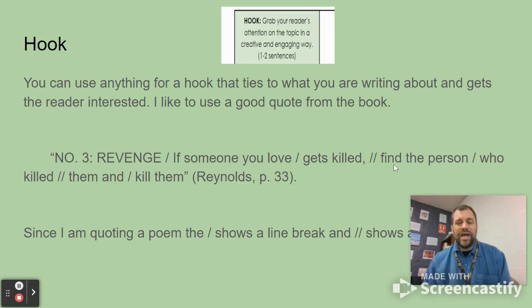And I personally like to use a good quote from the book. So I use the one that said, "Number 3, revenge. If someone you love gets killed, find the person who killed them and kill them." Now, you notice that I have little lines here and double lines. That's because when I was quoting from the book, this was a line in the book, and I have quotation marks before and after. Then I said who it was, where I got it from. But the lines are just every line in the text.